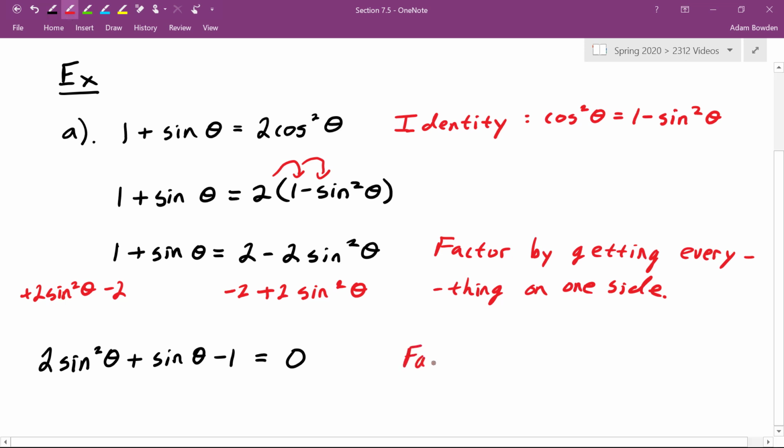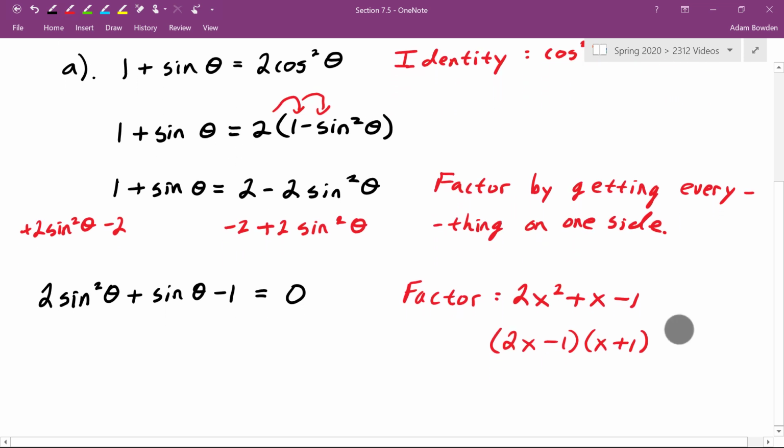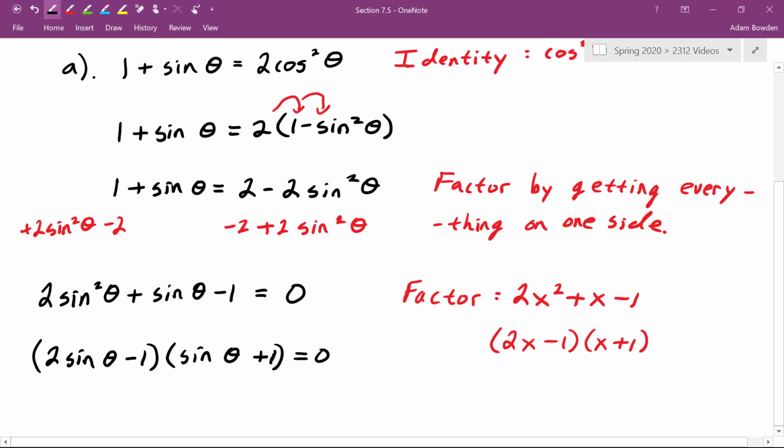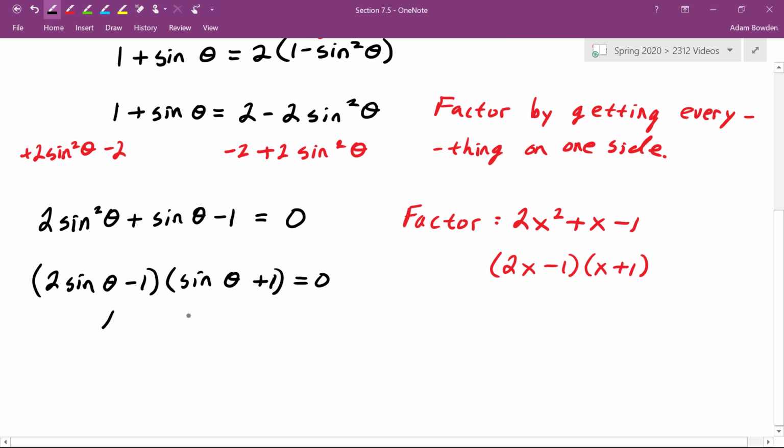So let's see if this one will factor. We'll think of it as 2x squared plus x minus 1. And a trinomial like that will factor into 2x minus 1 and x plus 1. So our equation will factor to be 2 sine theta minus 1 times sine theta plus 1 equal to 0. Okay, if we set each factor equal to 0, we'll have two equations to solve.